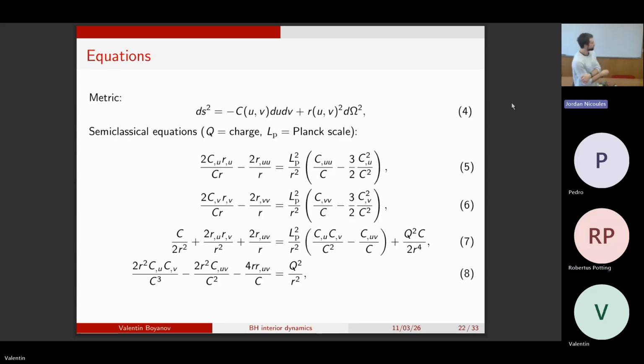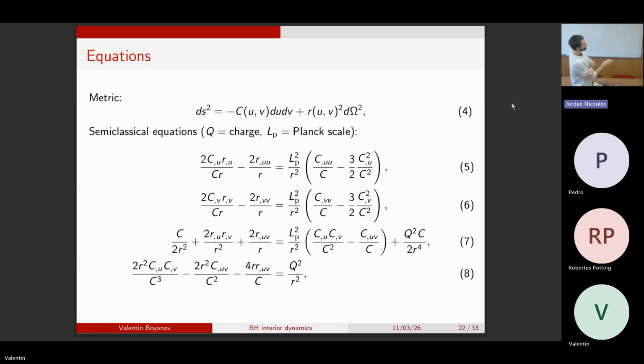So just for reference, this is what the equations look like. We evolve them in double null coordinates because the components of the renormalized stress energy tensor have a particularly simple form in the appropriate pair of null coordinates. And well, here on the left we just have the components of the Einstein tensor, and on the right we have these three terms which come from the renormalized stress energy tensor, and these two terms here which come from the classical electromagnetic tensor. And we use these two equations for evolution and the top two as constraints.